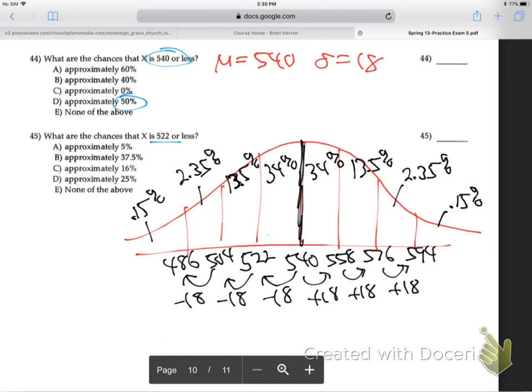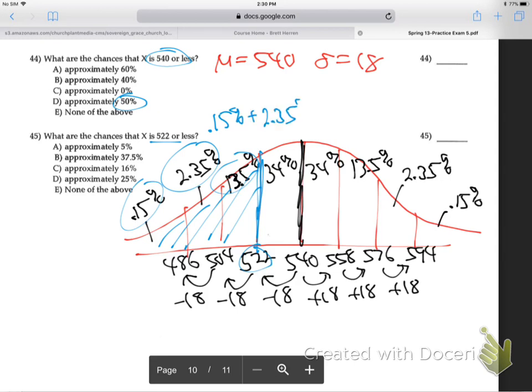What are the chances it's 522 or less? Well, here's 522, or less. Which way is less, left or right? Less is left. So it's this way. So then we have this, this, and this. So you add up 0.15%, 2.35, 13.5, 15.75? Did I do that right? Maybe I did that right. 25. Did I do it wrong?